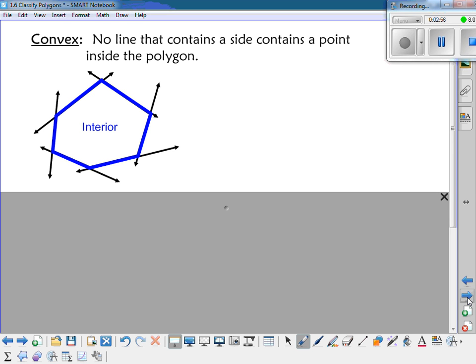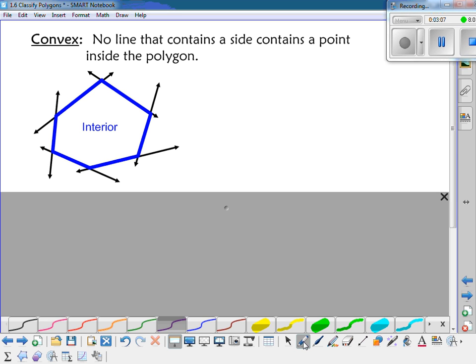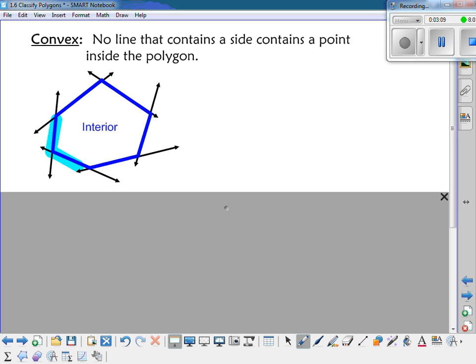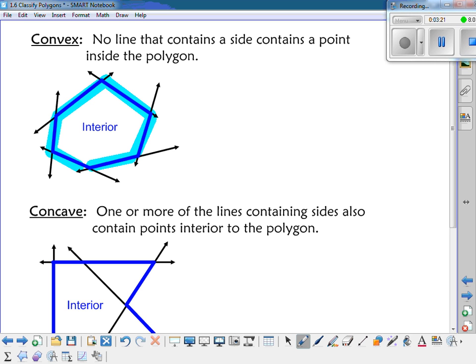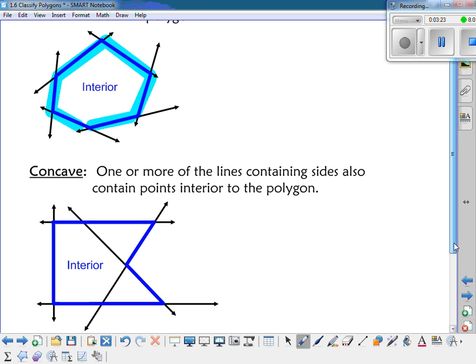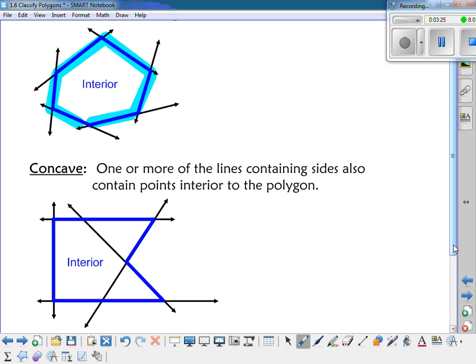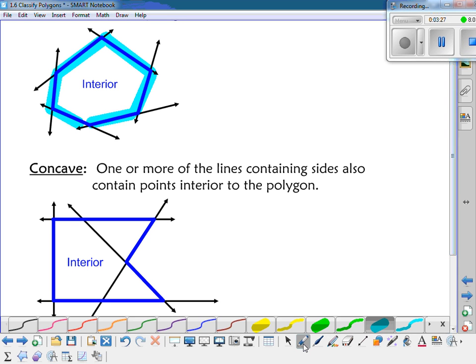A convex polygon is a polygon where no line that contains a side contains a point inside the polygon. So in blue we have the polygon here. And if I make lines out of each of those sides, none of the lines cross into the interior of the polygon. However, if it's concave, then that means that one or more of the lines will cross into the interior.